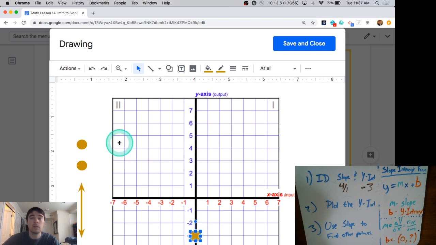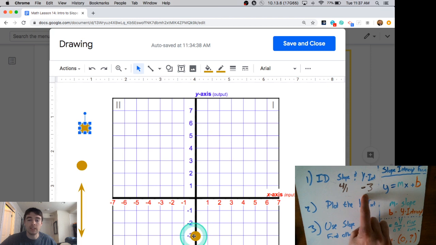The easiest way to move these points if you're at home, I think, is to hold your click right away. So hover over the point and don't click it once. Hold your click immediately, and then it makes it easier to drag the point around. Now, the y-intercept was negative 3, and I've plotted that point here.